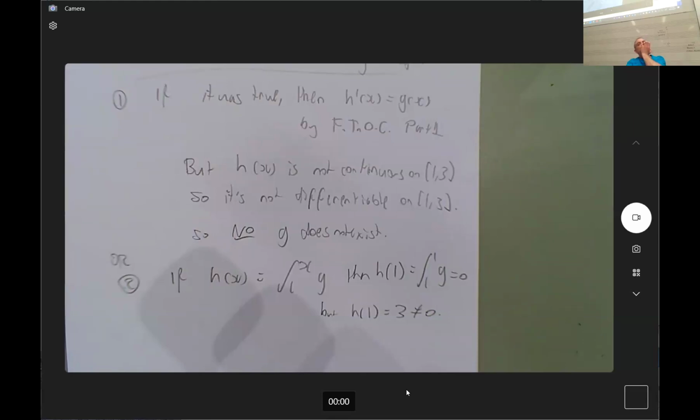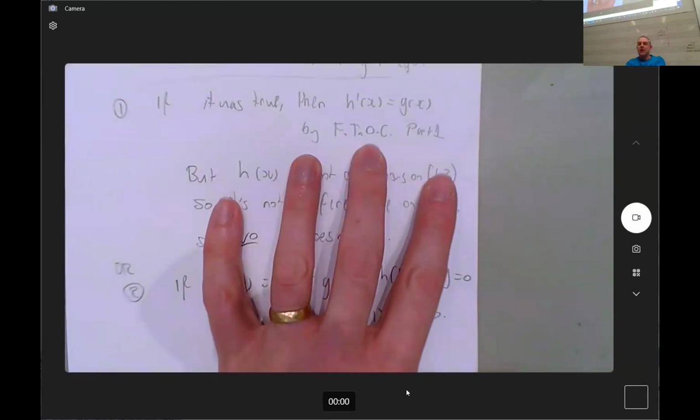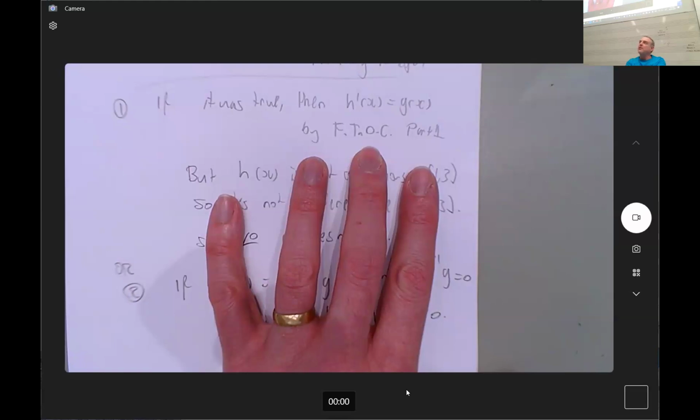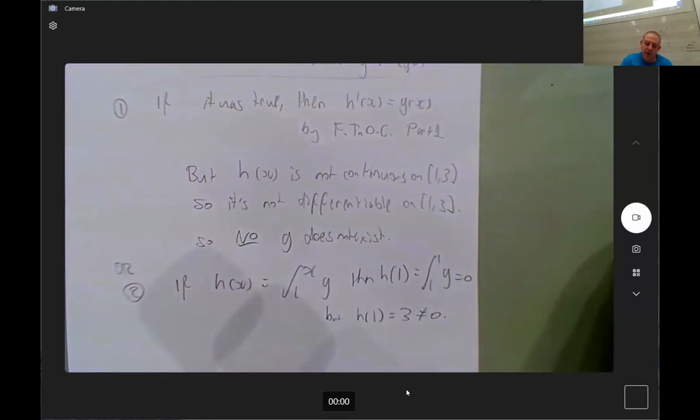Cool. So the fundamental theorem of calculus only applies to continuous functions, doesn't it? So technically this doesn't apply to G because it's not continuous. The fundamental theorem of calculus says that the running integral of a continuous function is differentiable. Now, I think we're going to have to scrap this one.